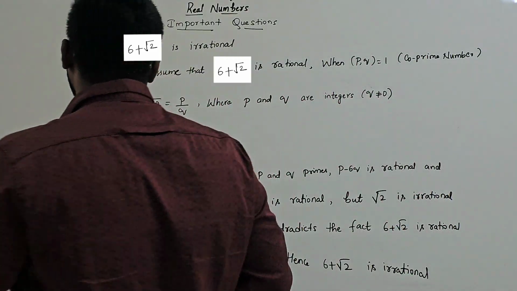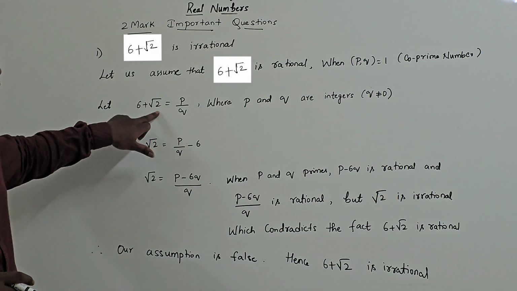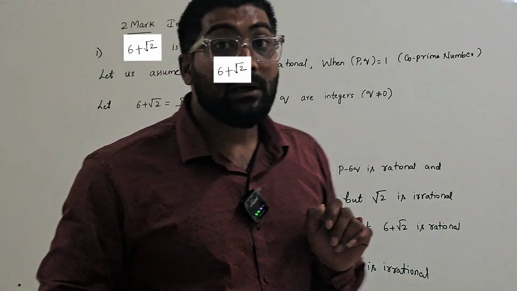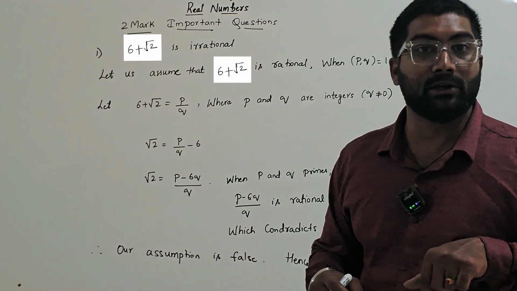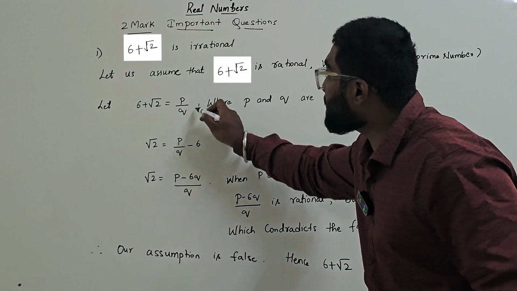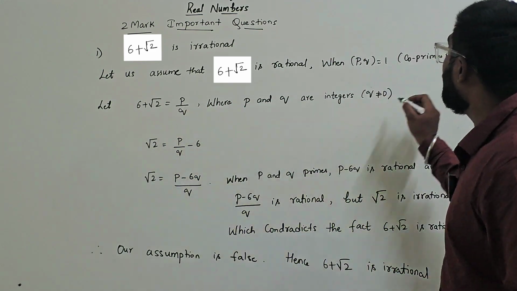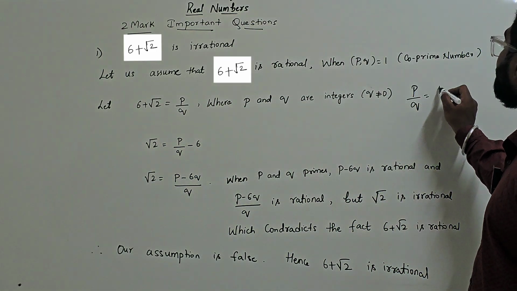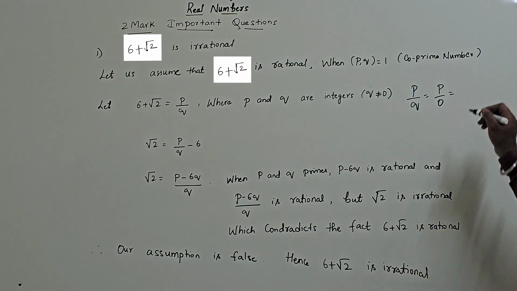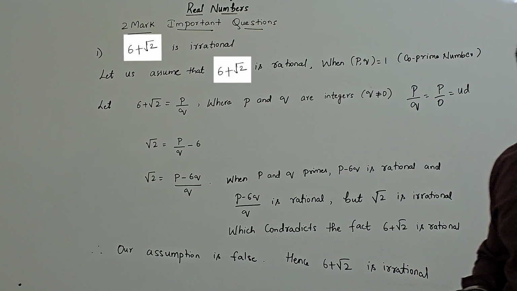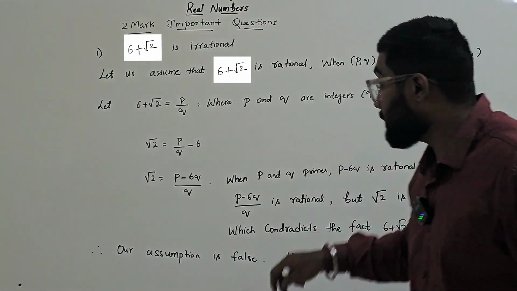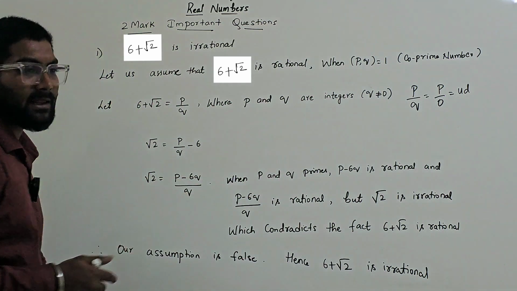Now we have to assume it. Let 6 plus root 2 is equal to p by q, where p and q are integers, q not equal to 0. Here, understand students, you have to write q not equal to 0. Why do you have to write it? See, if q becomes 0, then p by q is p by 0. You have already studied in trigonometry that this becomes undefined or infinity. So that is the reason you write q not equal to 0.